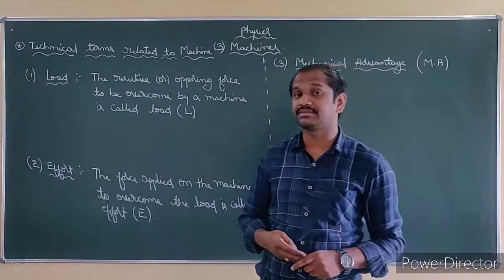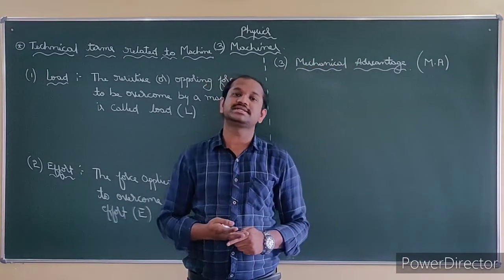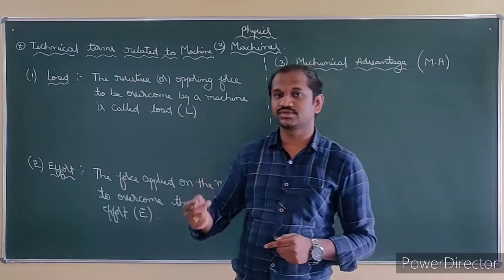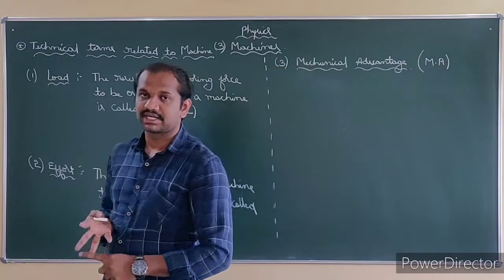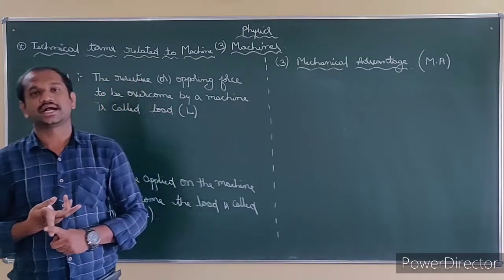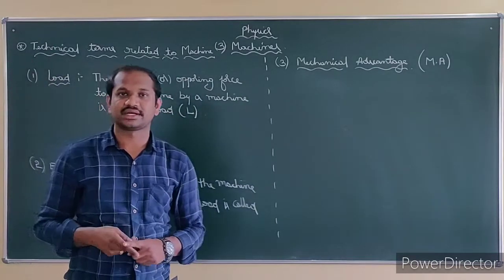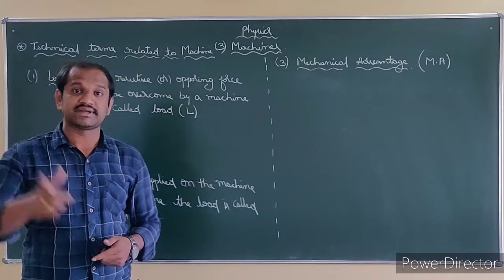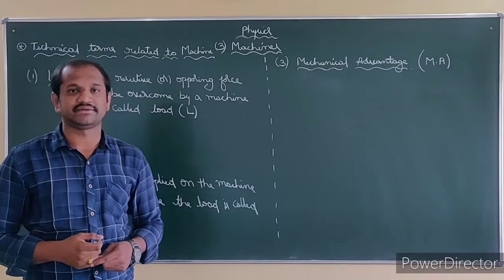So how do we define the machine? A machine is used as a force multiplier, as a speed multiplier, for applying effort at a convenient point, and for changing the direction of effort. All those are included in the definition of a machine. We need to write that a machine is a device.